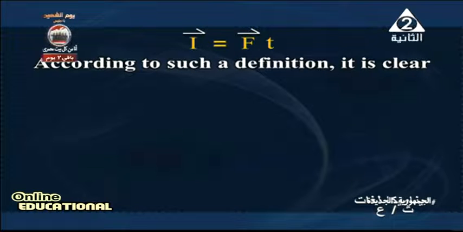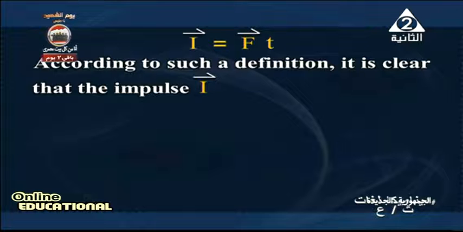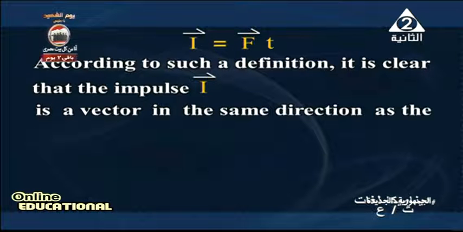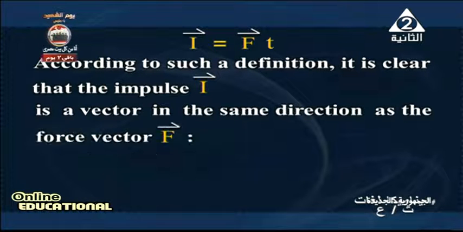According to such a definition, it's clear that the impulse I is a vector quantity in the same direction as the force vector F. Then the magnitude of the impulse I equals the magnitude of F times time.